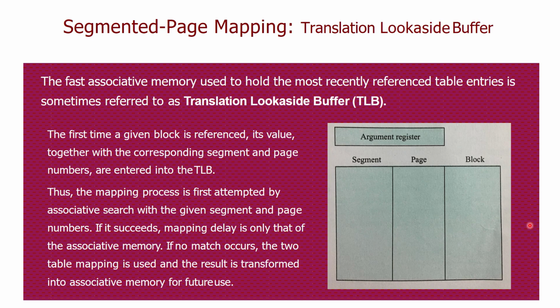Okay, so now the translation lookaside buffer. The fast associative memory used to hold the most recently referenced table entries is sometimes called the translation lookaside buffer. What the fast associative memory does is keep a record of the recently used values, the segment, page, and block. We will see an example now of how it works.